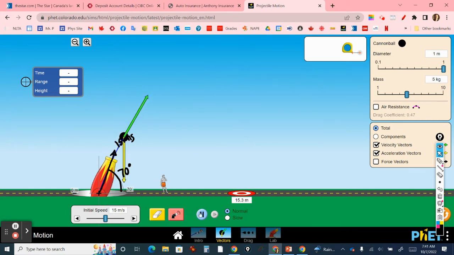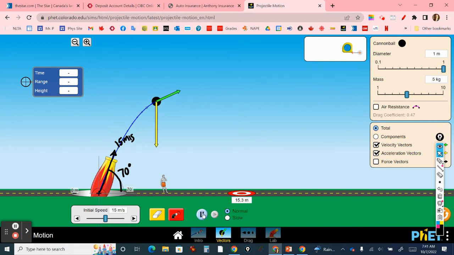Now, I'm going to replay that and then stop. And you'll notice here that there's a green arrow and a yellow arrow. The green arrow represents the velocity, the current velocity, the instantaneous velocity of that cannonball, and it's in a continual state of change. As it's rising, it's changing direction and it's also shortening. And then as it falls, it's going to change direction and also lengthen.